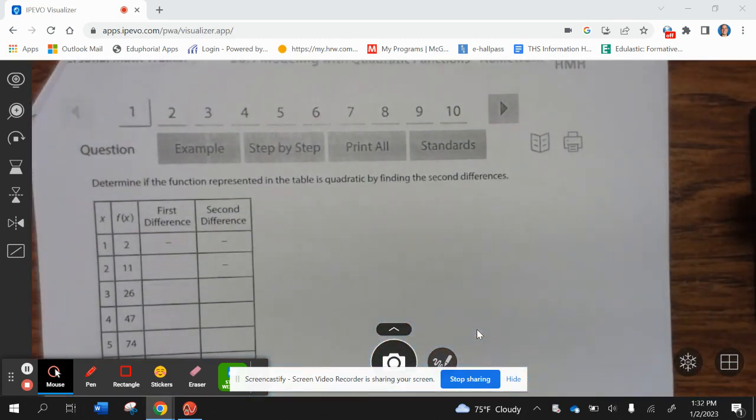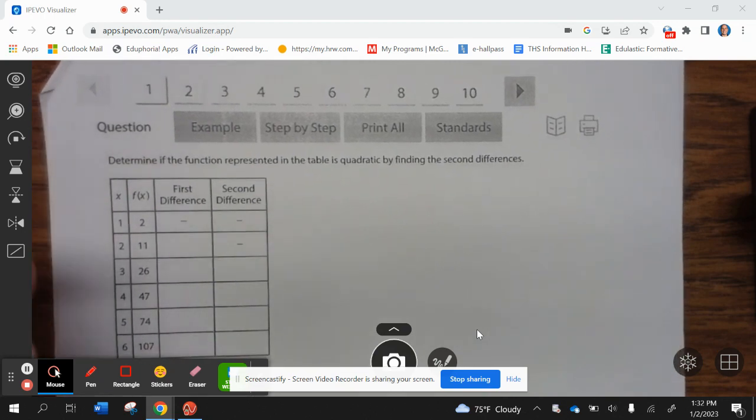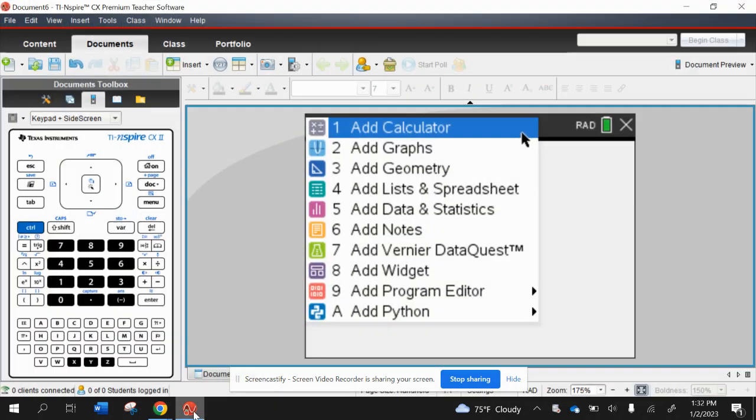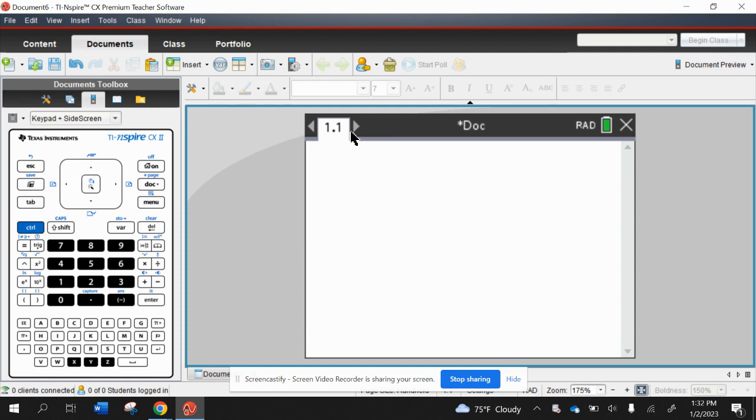Determine if the function represented by the table is quadratic by finding the second difference. So let's use our calculator. We're going to do 11 minus 2, which is 9. 26 minus 11, which is 15. 47 minus 26, which is 21. 74 minus 47 is 27. And 107 minus 74 is 33.